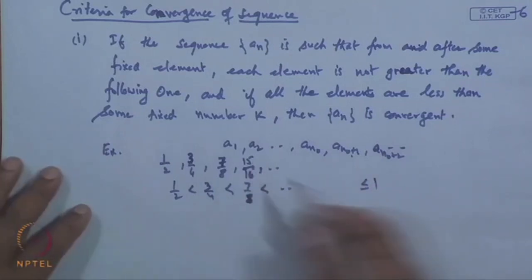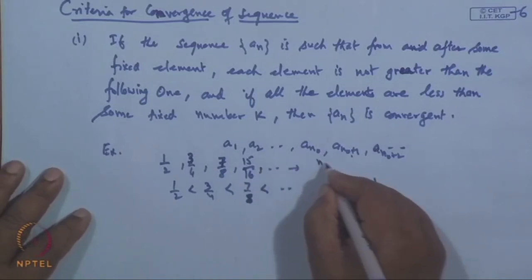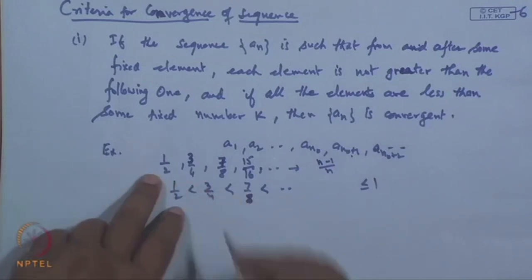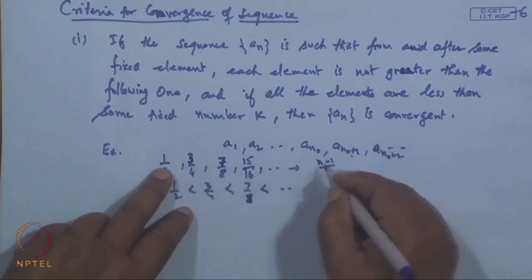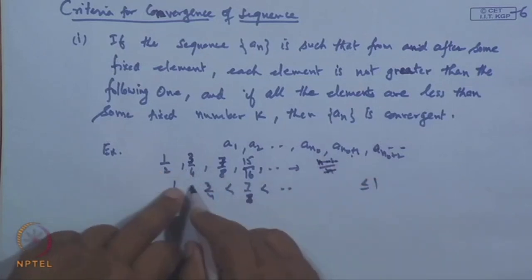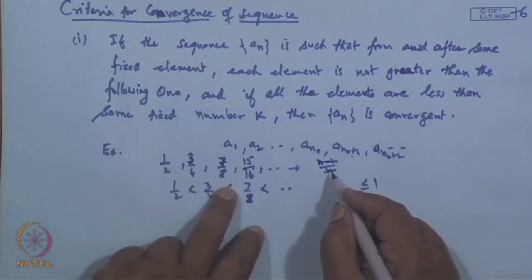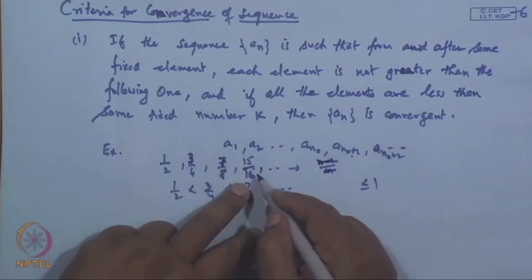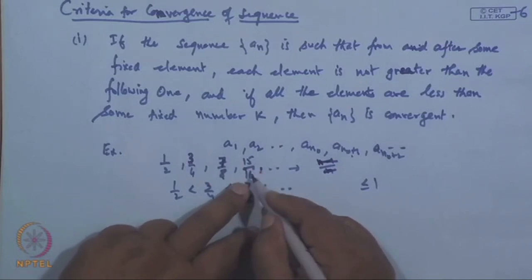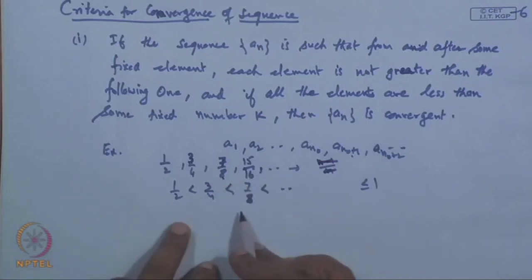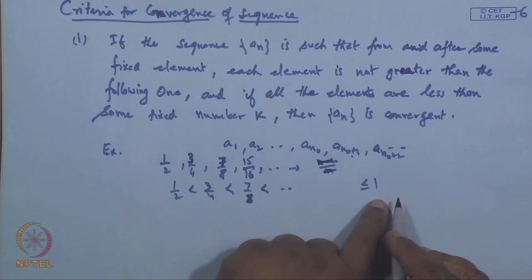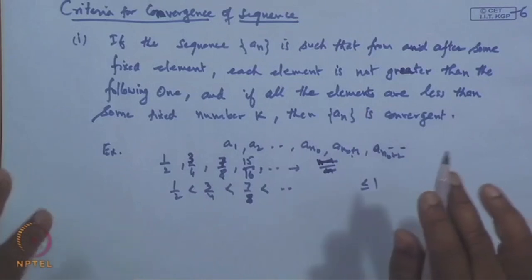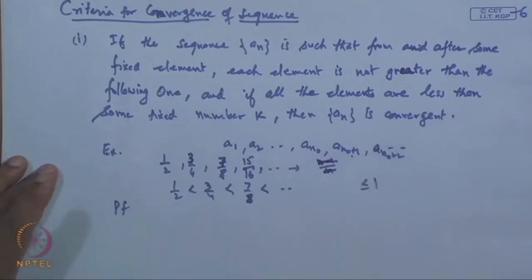You see, this sequence is basically of the type (n minus 1) by n. In fact, it will not be exactly like this, because the denominators are 2, 4, 8, 16, that is 2 to the power n, and the numerator is something else. But the numerator is one unit lower than the denominator. So, each term is less than or equal to 1, and this sequence will converge, and converge to 1. Now, the proof is like this. Why is it so?